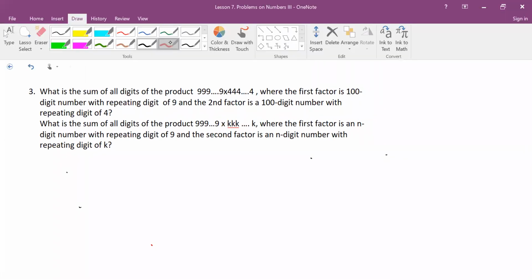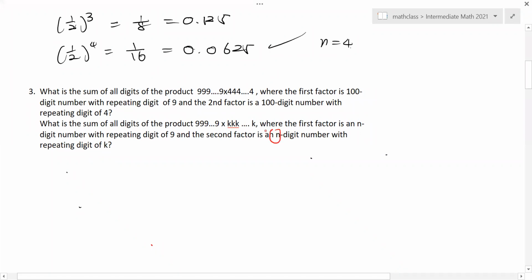So let's see, what is n here? This is n, right? And that's k, right? Okay. So if k equals 4 and n equals 100, then that's the same question as above. So if you're able to solve the first problem, more likely you're going to solve the second problem.